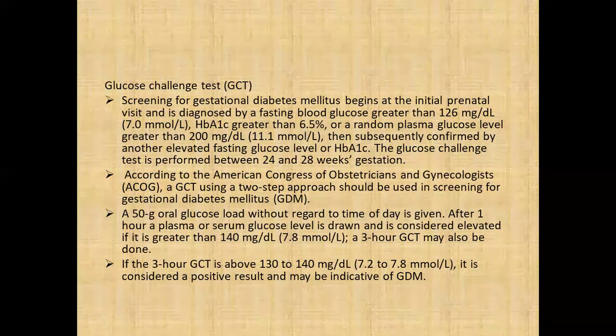After the glucose is metabolized, after the 1 hour, we pick the blood sample and test the sugar level. If the glucose level is greater than 140, that is 7.8 millimole per liter, we say that the person has failed the 1 hour glucose challenge test. The person is subsequently made to do a 3-hour glucose challenge test, which will finally conclude that the person has gestational diabetes.